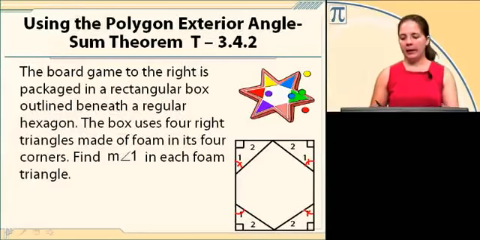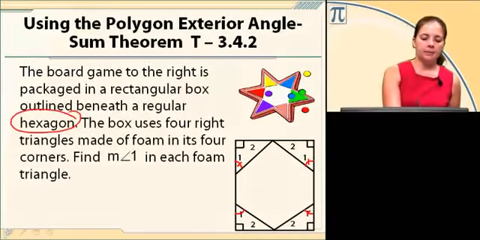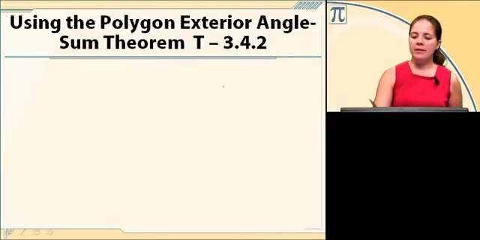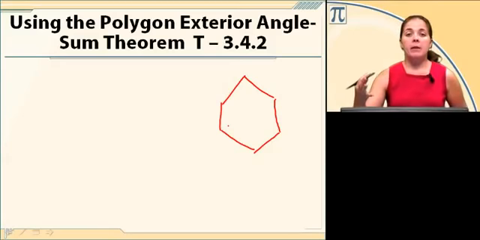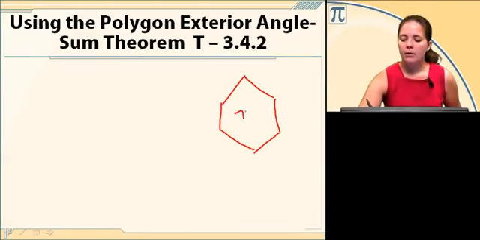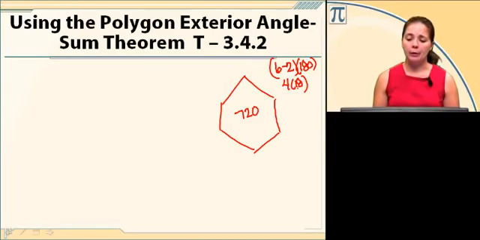Well, let's start by talking about what kind of shape we have. And it looks like I've got a hexagon. So if I have this hexagon, the sum of the interior angles of a hexagon, 720. We take 6 minus 2 times 180. That's 4 times 180. So if it's a hexagon, I get 720 total degrees.